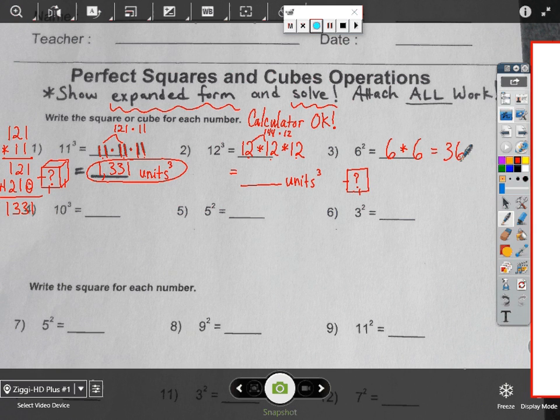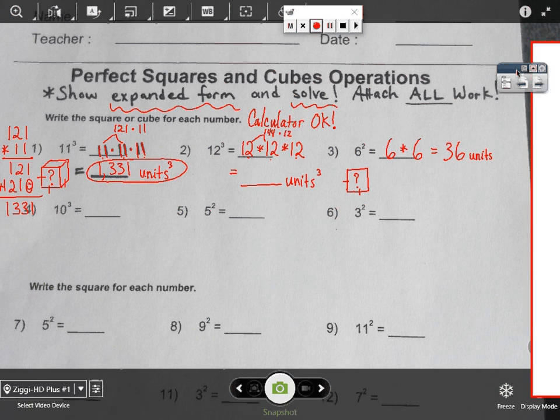You'll get 36, and we need to make sure we label this. So we don't know if it's feet, miles, or inches, so we're going to be generic. We're going to use units. But units is a straight linear length, and I don't want a straight length. I want to know how many squares are inside. So we call these units squared, or squared units if you were to write it out in word form.